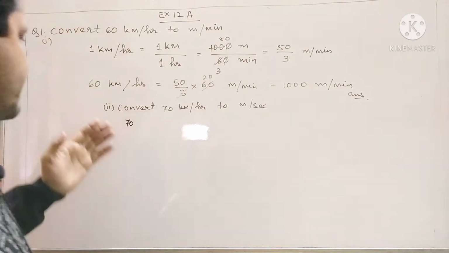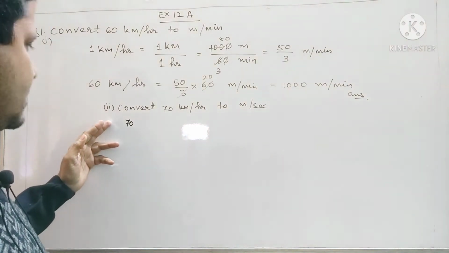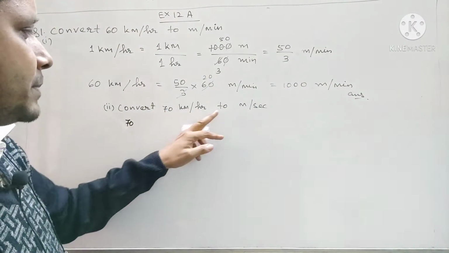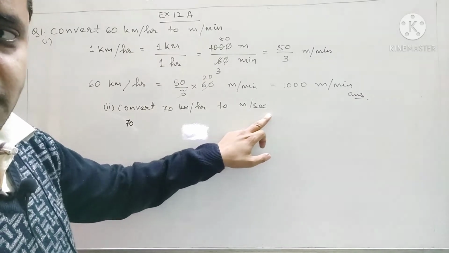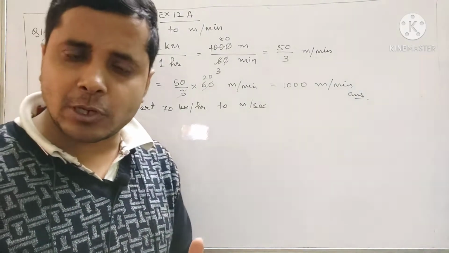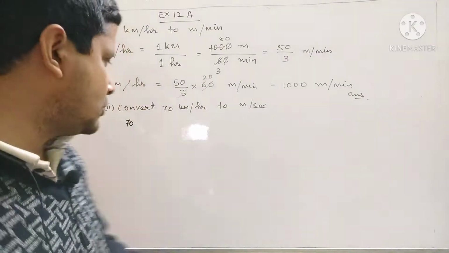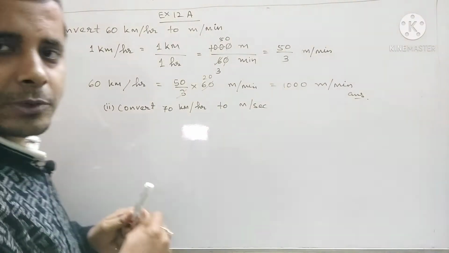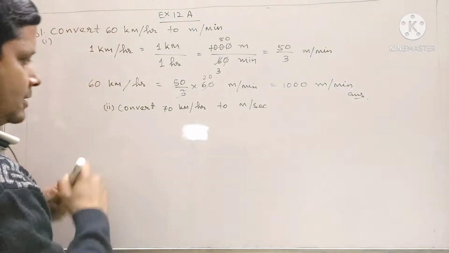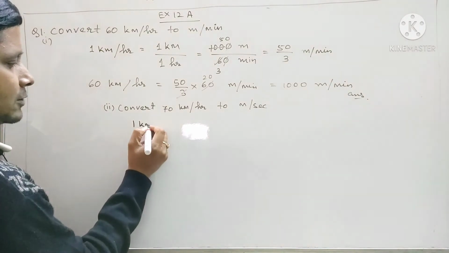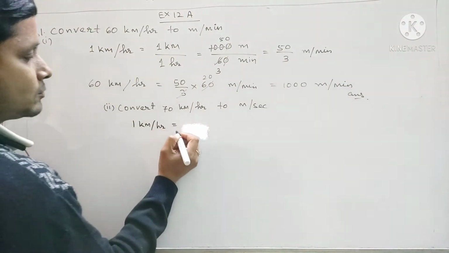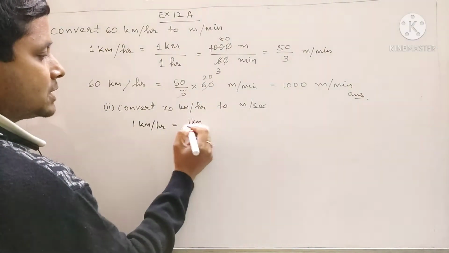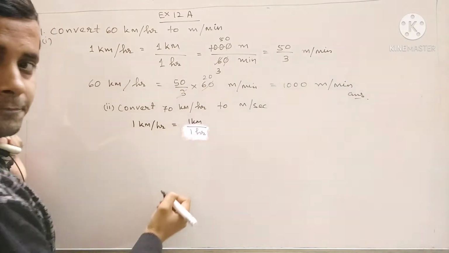So in bit 2 it is given: convert 70 km per hour to meter per second. So we have to convert 70 km per hour to meter per second. What will we do? First we will convert 1 km per hour to meter per second. So we will write here that 1 km per hour is equal to how much? 1 km by 1 hour.